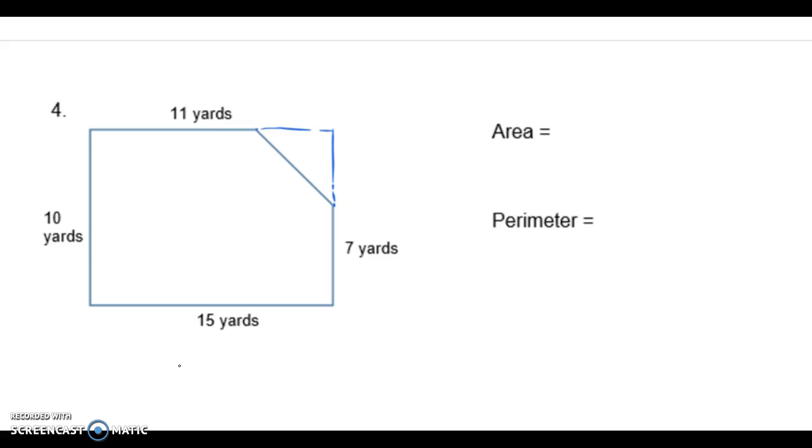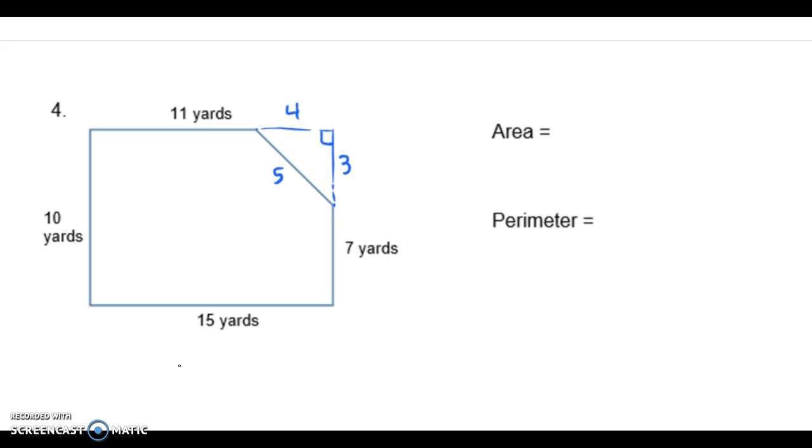So to find this piece right here, I'm going to find this side, which is 15, and take away 11, and that's going to give me a 4. This whole side is 10, but I've used up 7, so I have 3 left over, and I've got a right angle there. So my missing side here then would be 5 if I complete the triple.